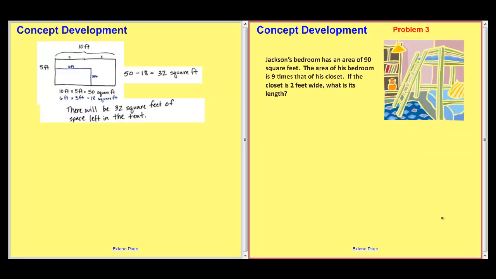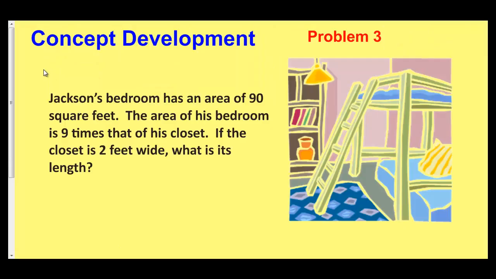All right, now let's take a look at the next problem. Jackson's bedroom has an area of 90 square feet. The area of his bedroom is 9 times that of his closet. If the closet is 2 feet wide, what is its length? So if you think you have an idea of how you're going to solve this, I want you to remember that I do expect you to draw something. I do expect you to write a number sentence and a word sentence. If you don't know where to begin, you can stay with me and we'll work through this together, okay?